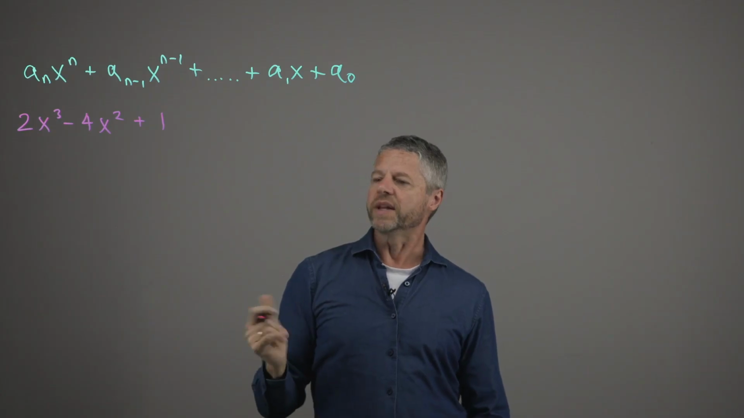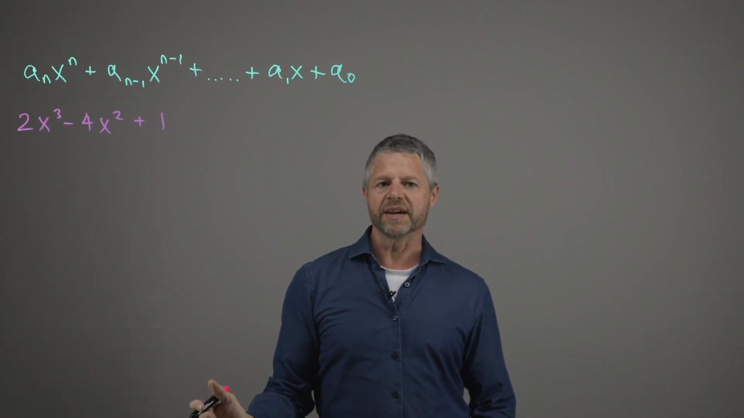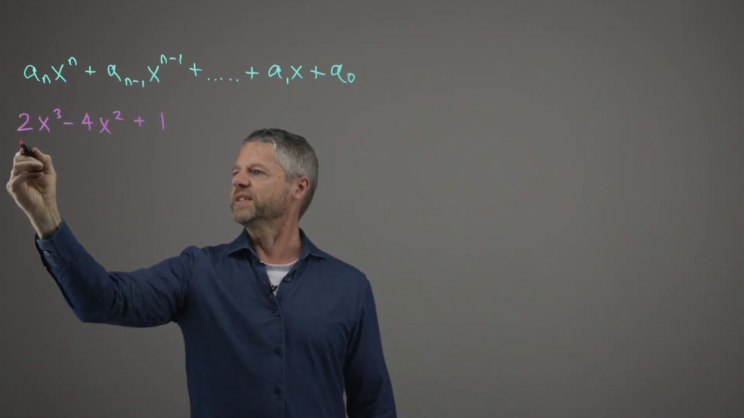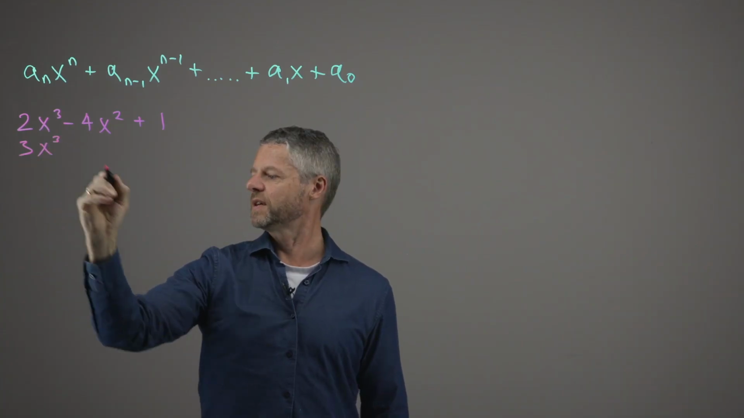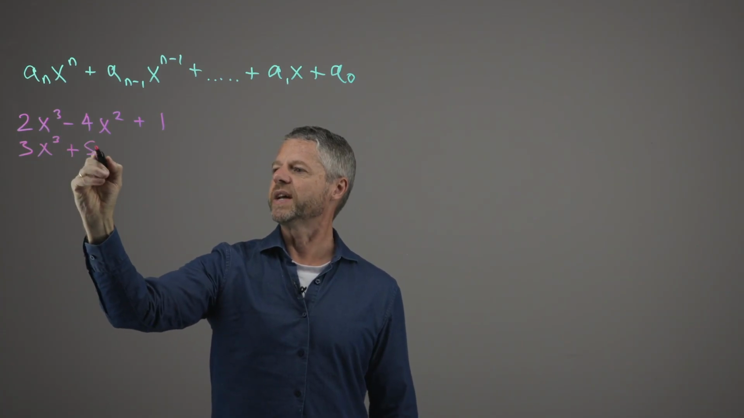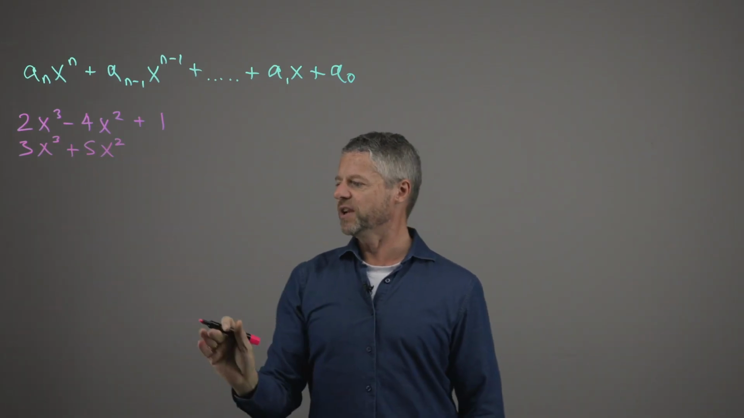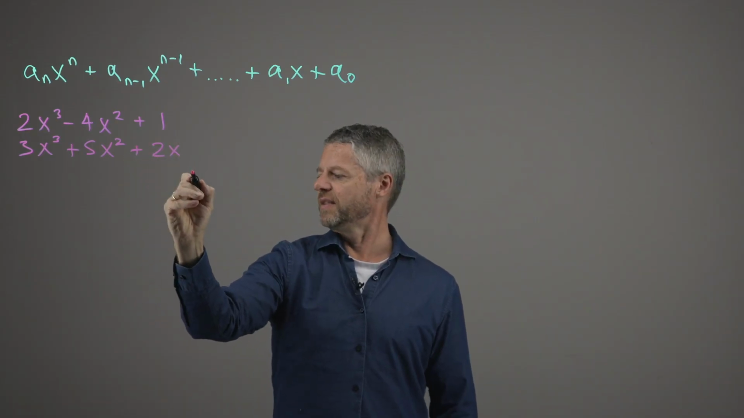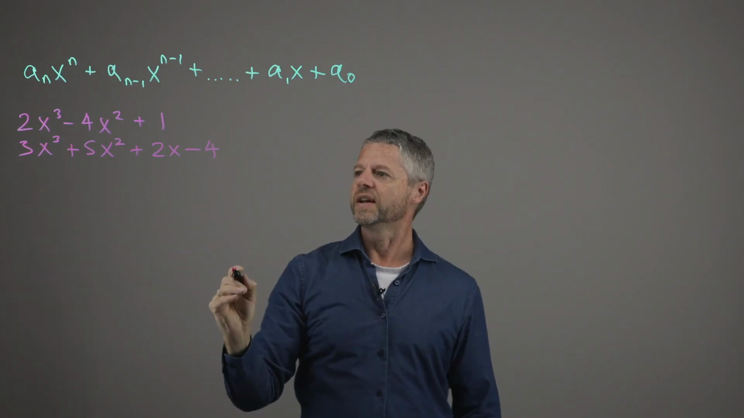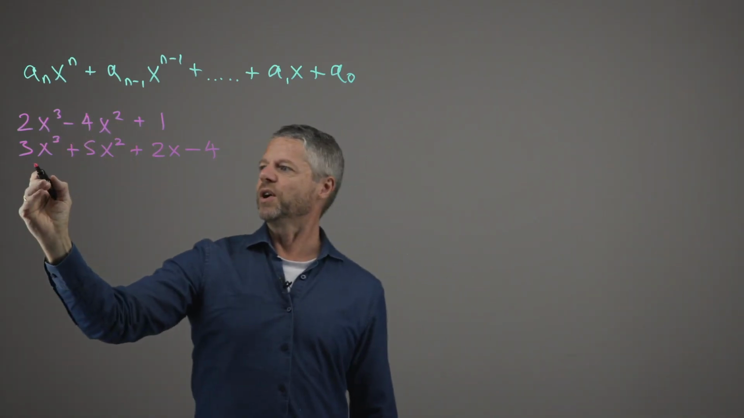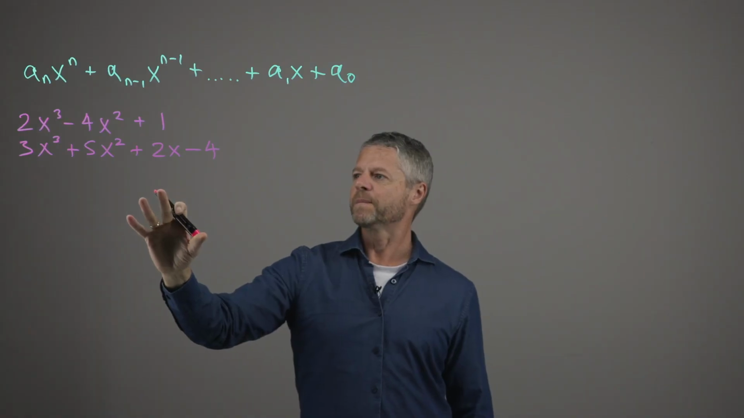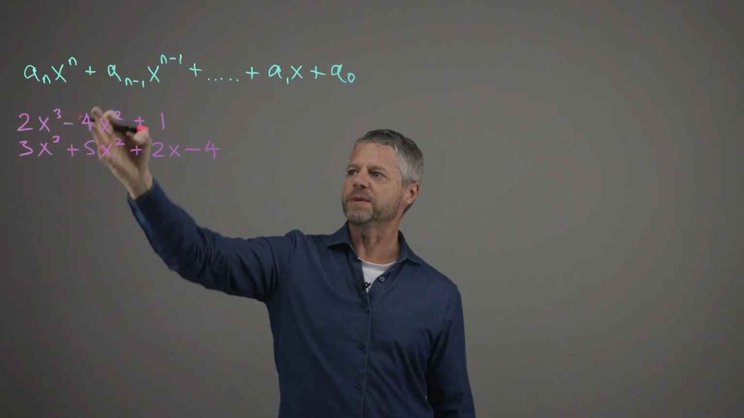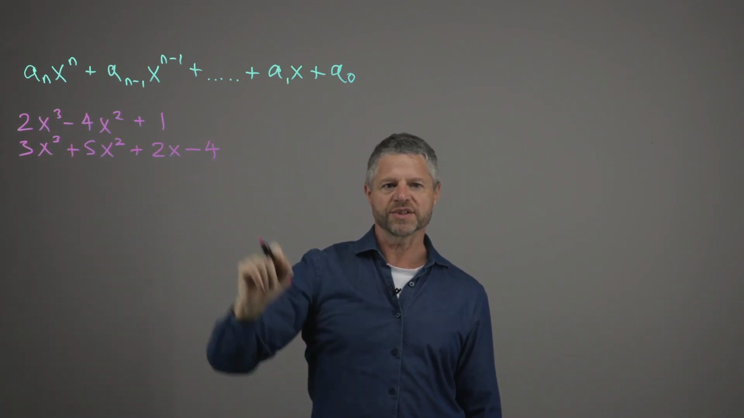And so we can think about adding polynomials together. Let's have another example. Let's have 3x cubed and 5x squared. And in this second polynomial, I will put an x term. So 2x and then minus 4. If I want to add these two polynomials together, I need to add like terms. So I'm going to add x cubed terms, x squared terms, x terms, and then constant terms.